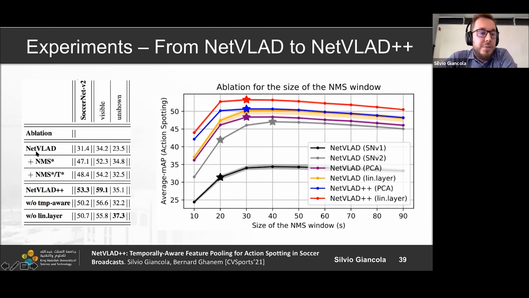So the further ablation is, first of all, by selecting the best NMS window size, and not having this threshold at 0.5, and also having the best temporal windows I'm using for the sliding windows to train, we can actually reach 48.4, which is fairly high. Now, NetVLAD++ reached 53.3, and if you remove the temporally aware concept, you actually lose 3.1 points, and the linear layers also contribute 2.6 points. And those are the different versions to reach the final performances that are here.